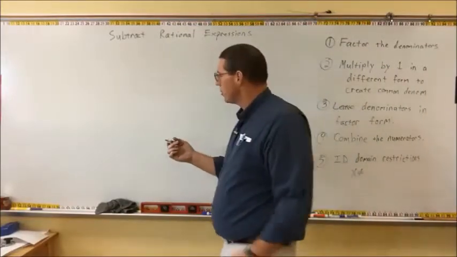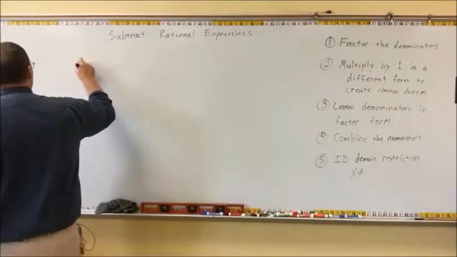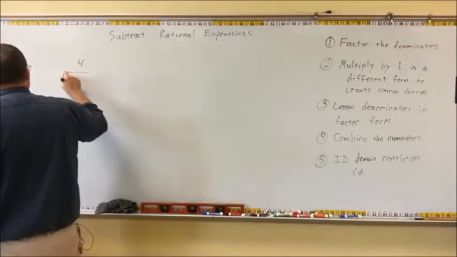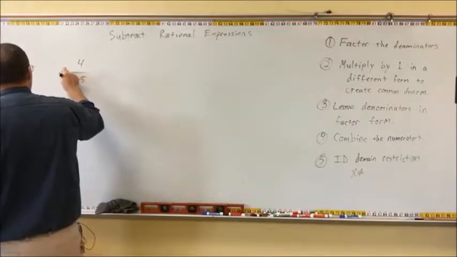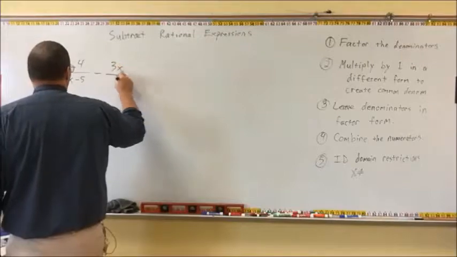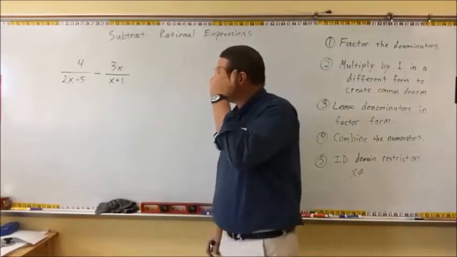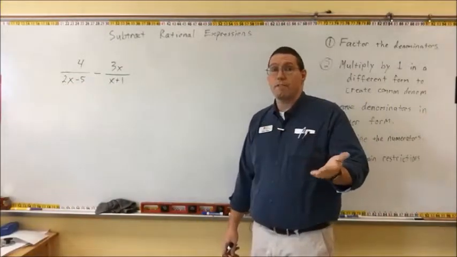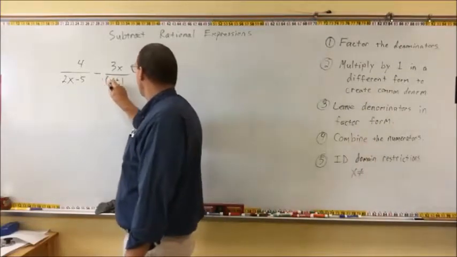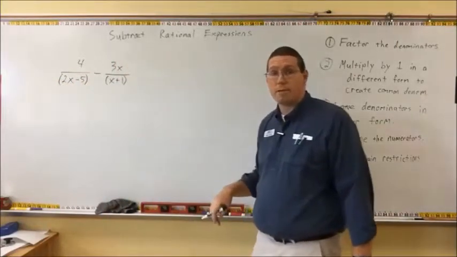We're going to work out subtraction of rational expressions. So let's say that we had something like 4 over x, and let's say 2x minus 5, minus 3x over x plus 1, okay? And we want to subtract these. Well, the first thing we have to do is factor the denominators. In this particular case, the denominators are already factored. They cannot be broken down anymore, so we're going to leave them as is.